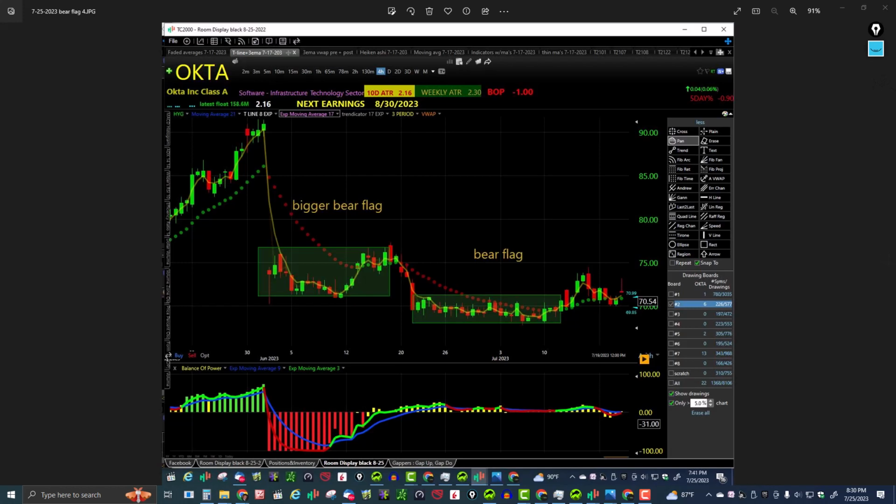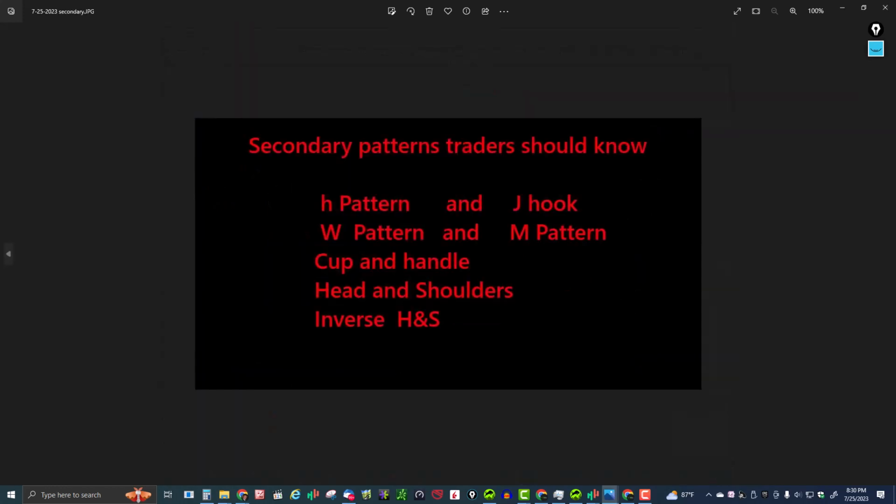Okay, now we're going to start off with some of the other patterns you should know. These are the secondary patterns you should want to know. You got the H pattern and the J hook. So let me hit those. Let's try an H pattern. I got one right here.